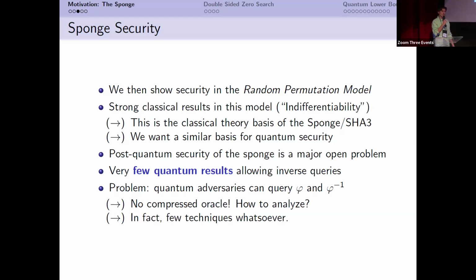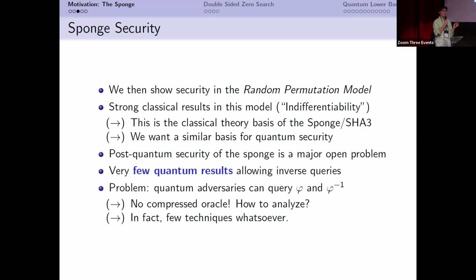And classically, we have really strong results. If you make classical queries to phi and phi inverse, and the internal function phi is an ideal permutation, then the sponge is as good as a random oracle in most settings. In this work, I'll tell you about some partial progress towards getting the same post-quantum security guarantee against adversaries that can make quantum queries to these oracles. And proving this full indifferentiability result, I think, would be a big result.